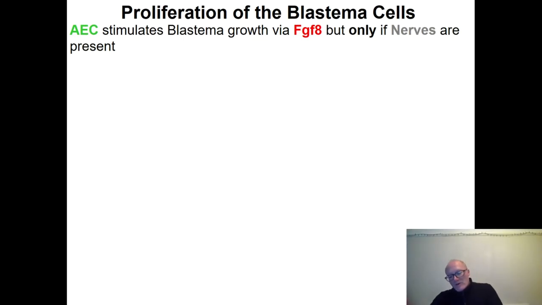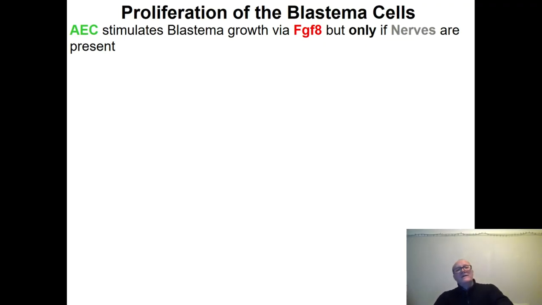This should not be surprising to you now, but the apical ectodermal cap stimulates the proliferation of the blastema via FGF8. Why do I say that it should not be a surprise to you? It should not be a surprise because the apical ectodermal ridge was stimulating the reproduction of the cells in the progress zone via the same signal.